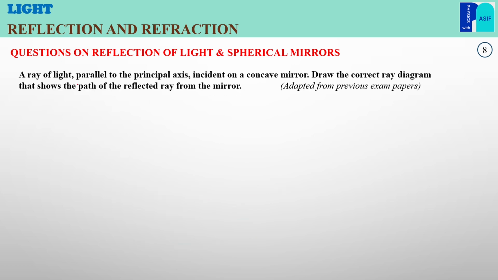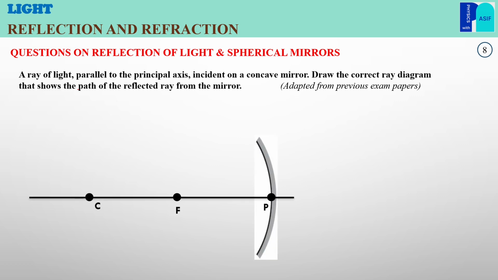Next question. A ray of light parallel to the principal axis is incident on a concave mirror. Draw the correct ray diagram that shows the path of the reflected ray from the mirror. So for this, first of all, we draw the schematic diagram of a concave mirror. That means we show just the pole, the principal focus and the center of curvature along with the concave mirror. Now we take a ray that is traveling parallel to the principal axis of the concave mirror. And after reflection, this ray passes through the principal focus of the concave mirror.